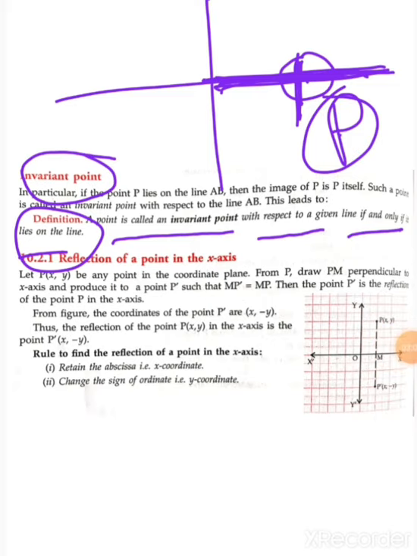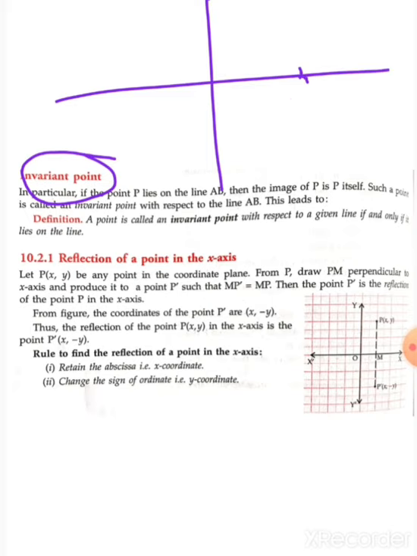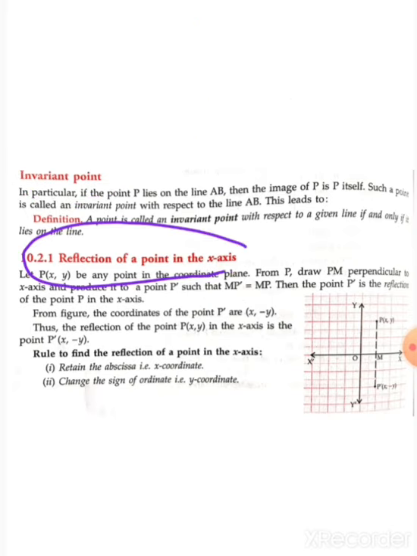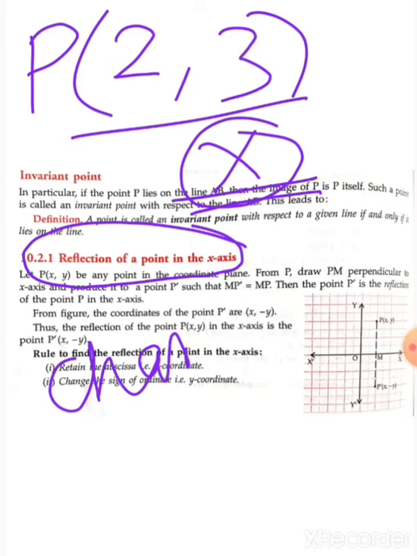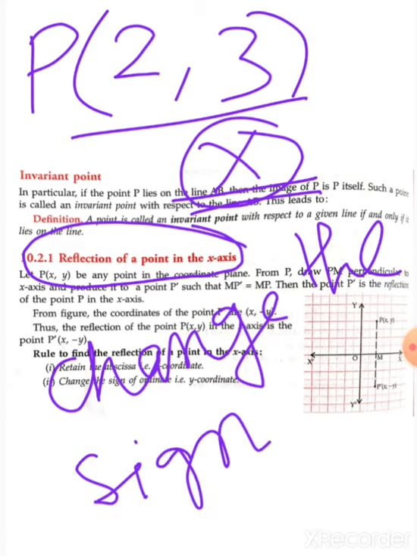Okay, now you can see here the reflection of a point in the x-axis. In a very easy way we are going to calculate here. Suppose a point is given, 2, 3, and with respect to the x-axis you have to find the reflection of P. I am giving this as P. So with respect to the x-axis you have to change the sign of the y coordinate.